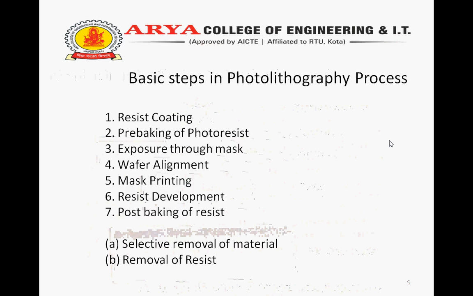Basic steps in photolithography process. The basic steps in the photolithography process are described below. First is resist coating. The resist is usually available as a liquid emulsion. The substrate, the silicon buffer, is uniformly coated with resist, normally by spin coating.